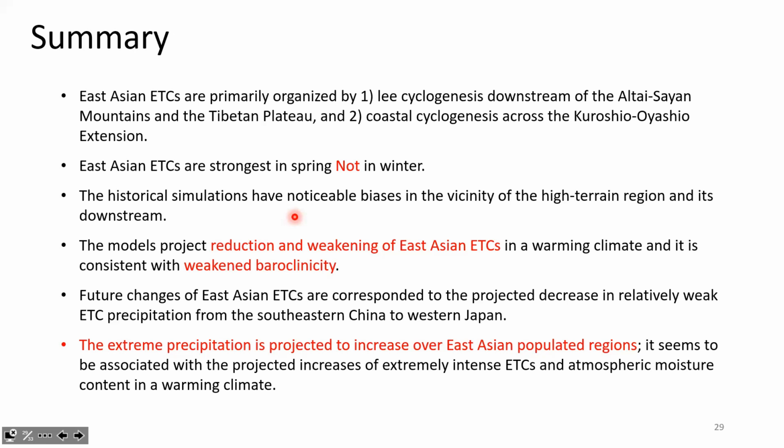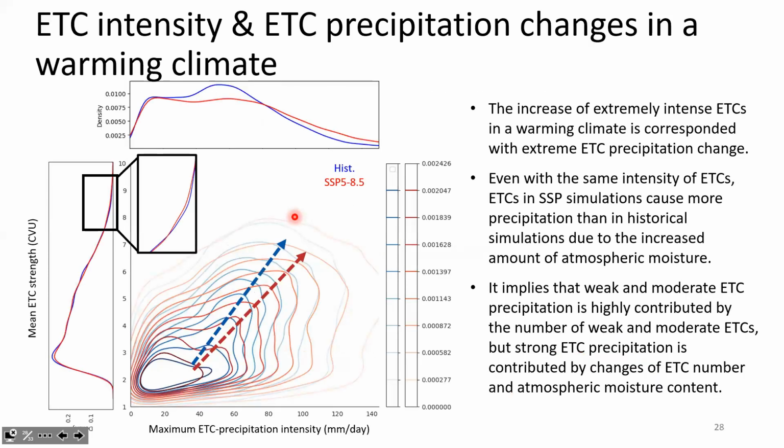Hi, I'm curious, maybe if you could go back a slide, you showed the joint PDF of intensity and rainfall. In your summary you talked about how the models can well represent these storms. But I'm curious if you made any analysis comparing this joint PDF of the historical simulation to observations.